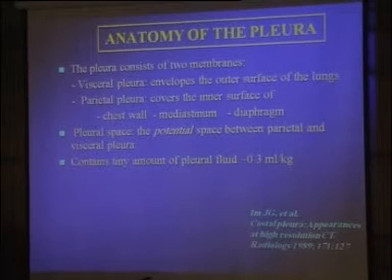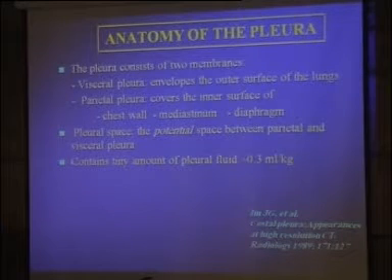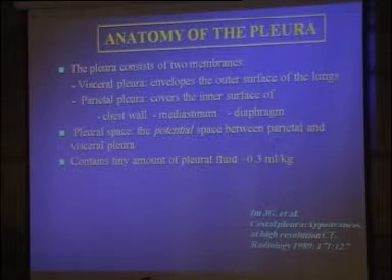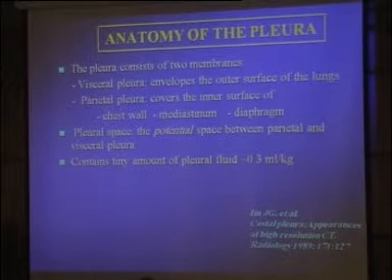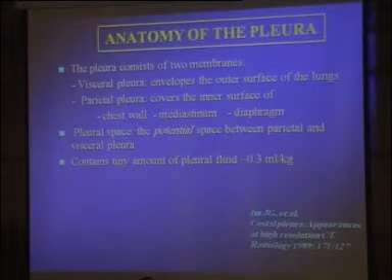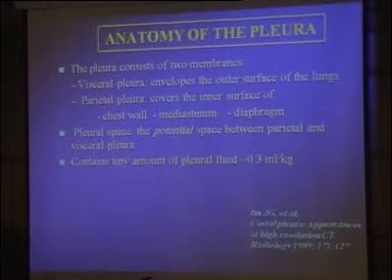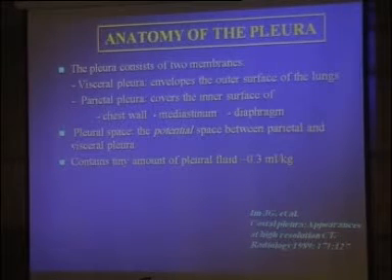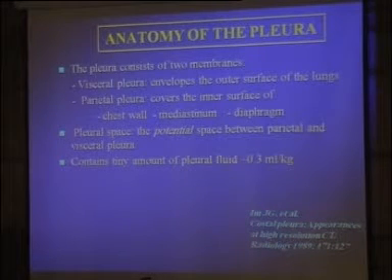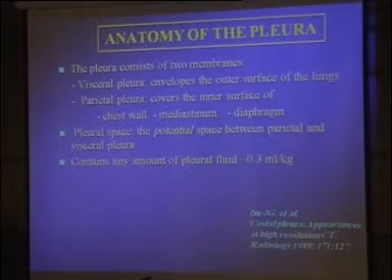It's a semantic problem: when I talk about parietal pleura, it will mean costal pleura, diaphragmatic pleura, and mediastinal pleura. And we'll see a little bit later how important the parietal pleura is, in particular for pathophysiology, but also for the genesis of a lot of pleural disease. You know that pleural space is a potential space between parietal and visceral pleura, and this space contains a tiny amount of pleural fluid, around 0.3 milliliters per kilogram.